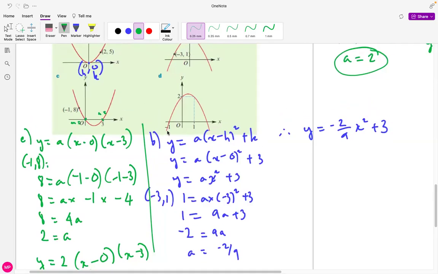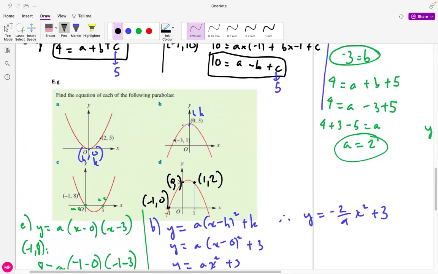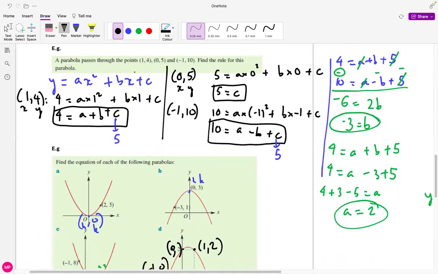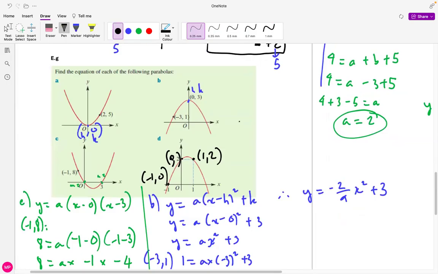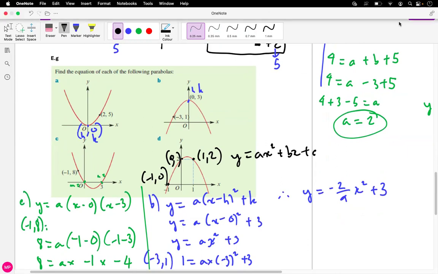Okay. And for D, it's pretty much the same thing, but this time they give you -1 comma 0. That's one of the points. They give me 1 and 2, and they give me 0 and 2. Because they didn't give you another x-intercept, you have an option here. You can just use the general form like that, and you have 3 points. You can just use y equals ax squared plus bx plus c, substitute the points in and solve simultaneously for a, b, c.